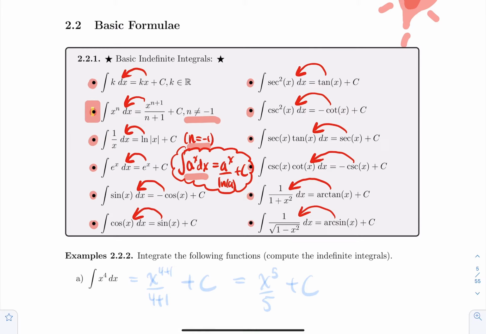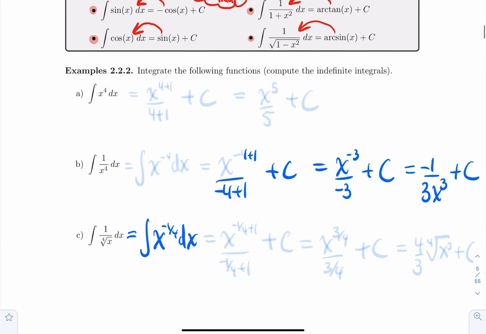All the other ones are just formulas that you need to know, but the only one that you need to actually apply is what happens if you have a power function, because you need to label the correct power. So let's just do examples of basic integrals dealing with power functions, because these are the only examples we can work with initially. So what is the integral of x^4?